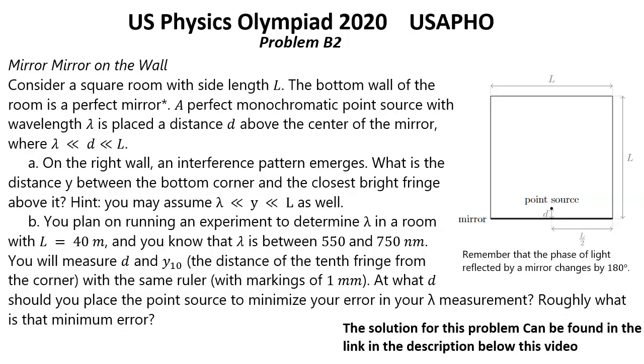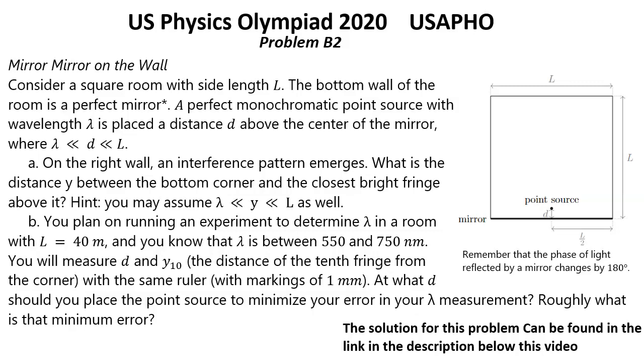US Physics Olympiad, year 2020, USAPhO, final round, Problem B2: Mirror, mirror on the wall. Consider a square room with side length L.